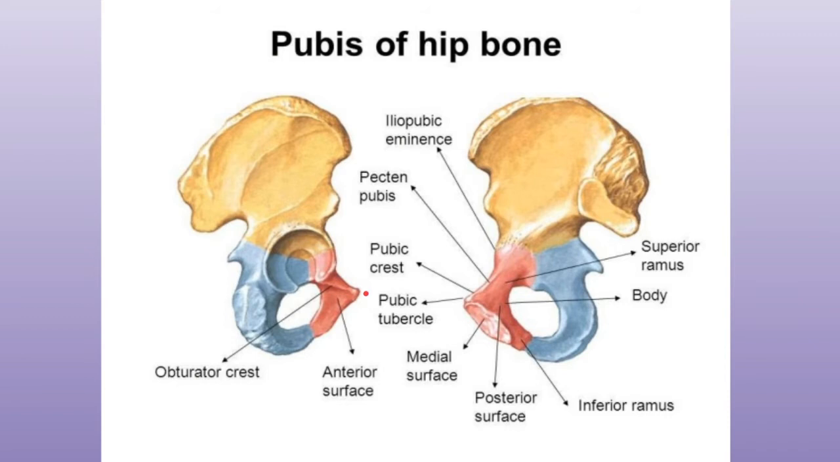First, the pectineal surface. This is the pectineal surface, a triangular structure between the anterior border, or the obturator crest, and the superior border of the superior ramus. It is a triangular area between these two borders and extends from the pubic tubercle up to the iliopubic eminence.